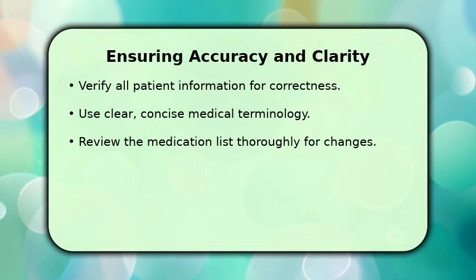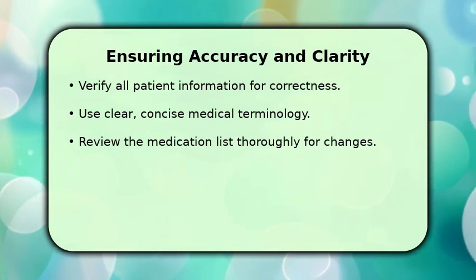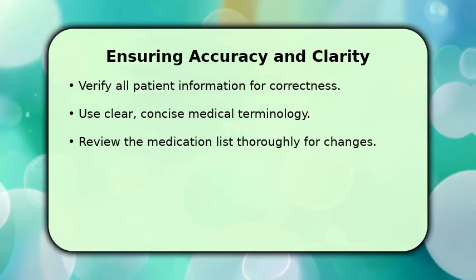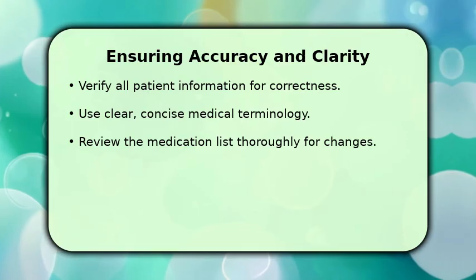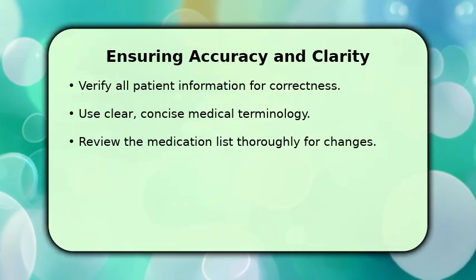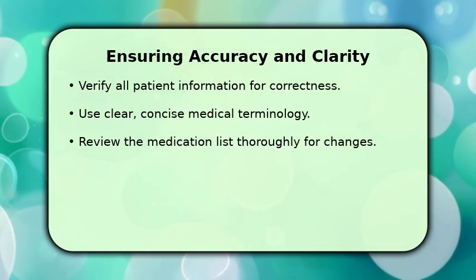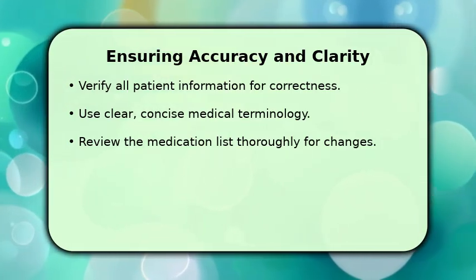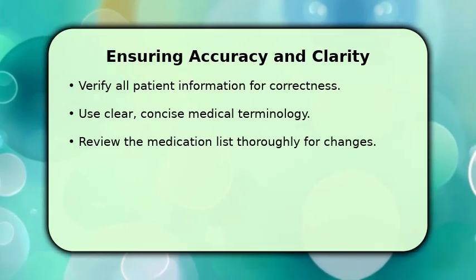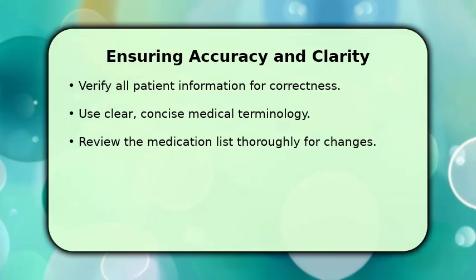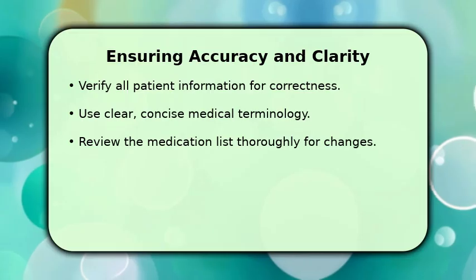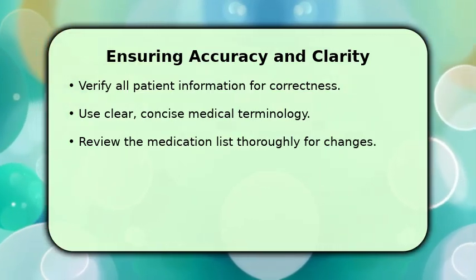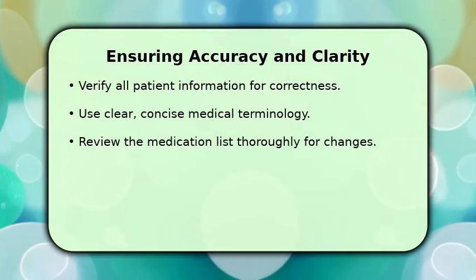care. Accuracy and clarity are paramount when creating a discharge summary. Double-check all patient identification details and dates. Employ precise, unambiguous medical terminology to avoid misunderstandings. Meticulously review the medication list, noting any changes from admission. Confirm all follow-up appointments, including dates, times, and locations, and ensure contact information for responsible providers is readily available. This attention to detail prevents errors.